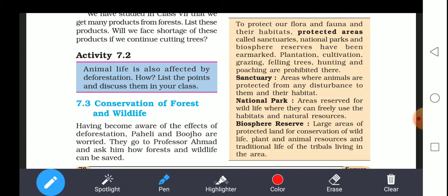And what about biosphere reserves? A large area of protected land. There is a boundary, a line, where the land is protected for conservation of wildlife, plants, animals, resources, and the traditional life of the tribal people living in that area. Tribal people also live and settle in that particular area. That whole vast land is protected for wildlife, plants and animals, resources, and also some tribal people live in the area. These are called biosphere reserves.